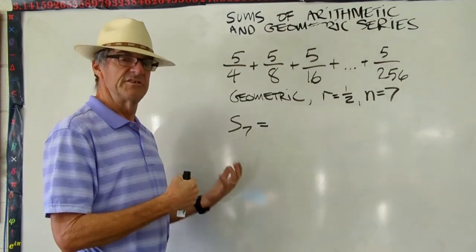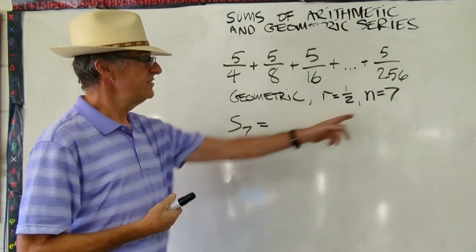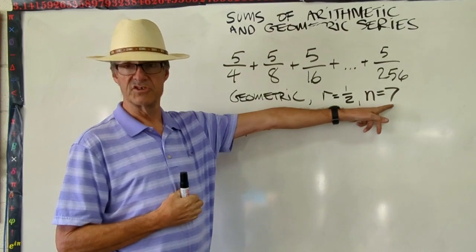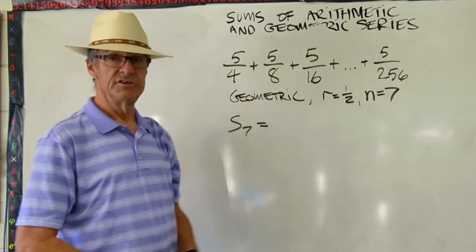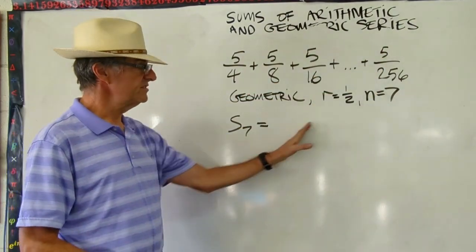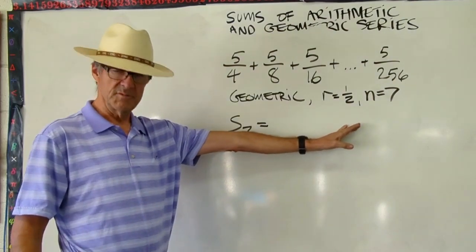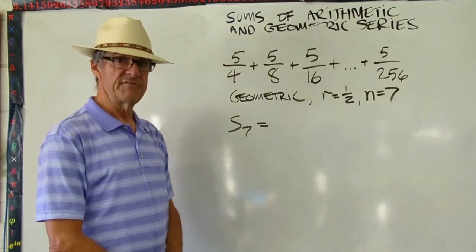Okay, so now we're back to finding the sum of our series. Now we know the number of terms we have. This is the 7th term, u7. So go ahead and do your plug-in step with your geometric series sum formula. Work that through, come back when you have an answer.